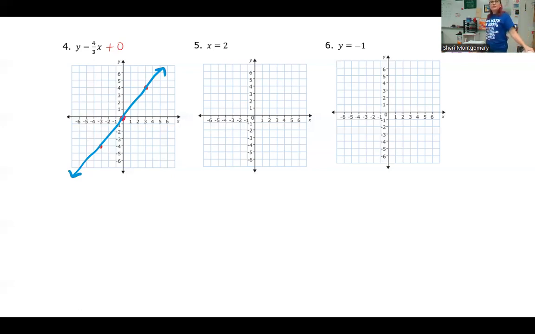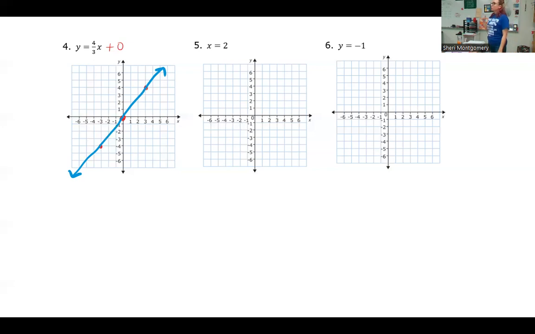What is different about example 5? We don't have a y. What about example 6? We don't have an x. So here's the deal with those. If you don't have a y or you don't have an x, that means you're only using one of the axes.